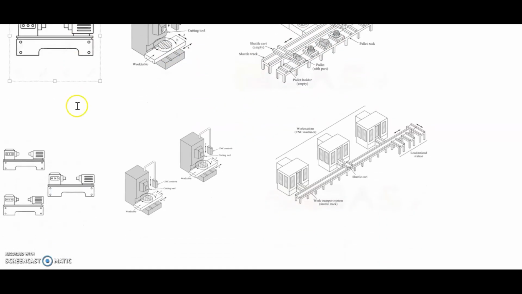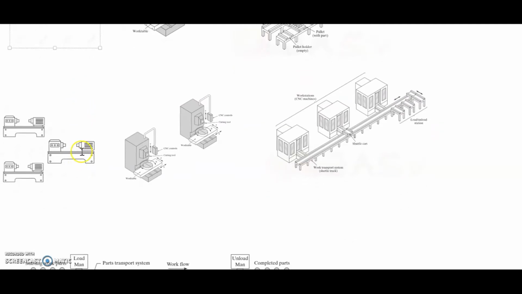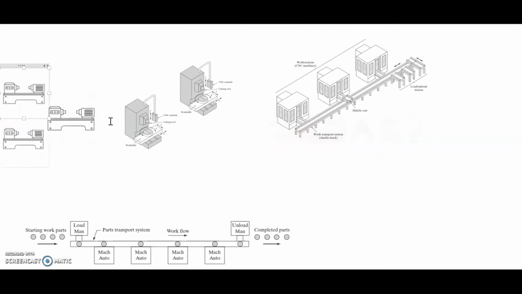Then the second class of manufacturing system is multi-station with fixed routing. So there is more than one machine. That's what we call multi-station. It can be operated manually, or semi-automated, or fully automated. And the fixed routing is referring to part or products that undergo a similar sequence of operations.